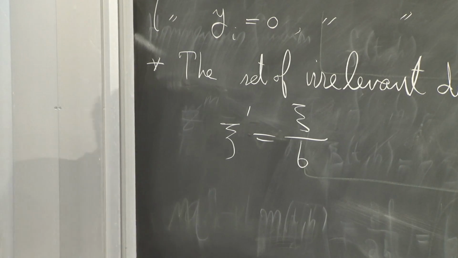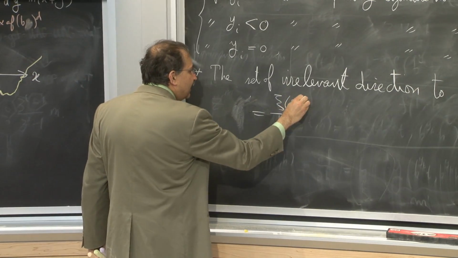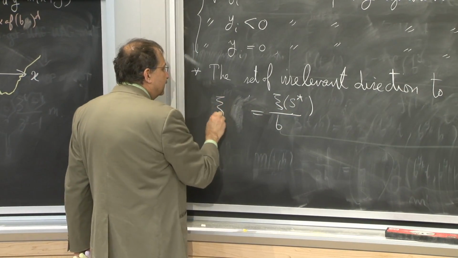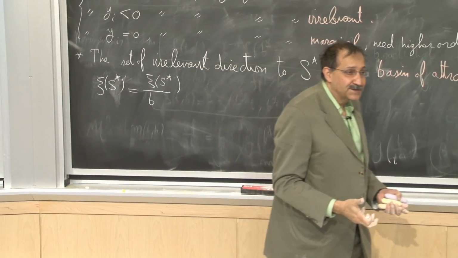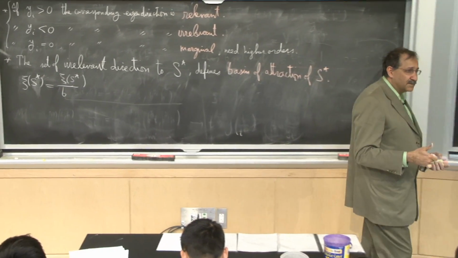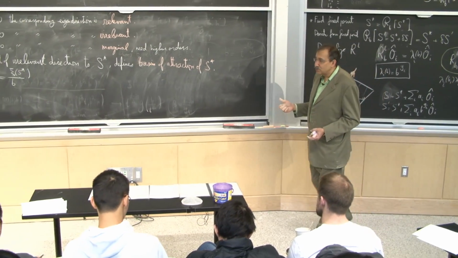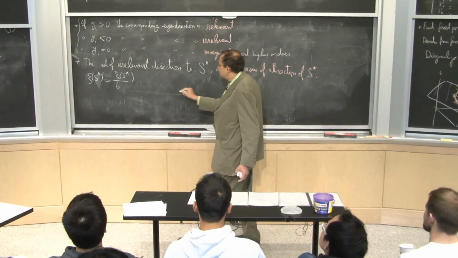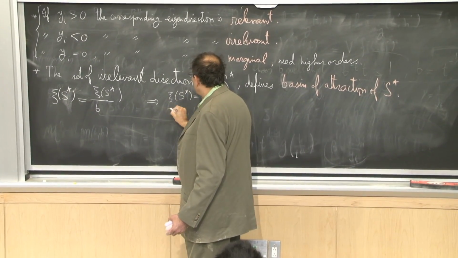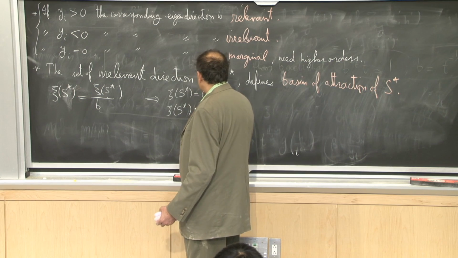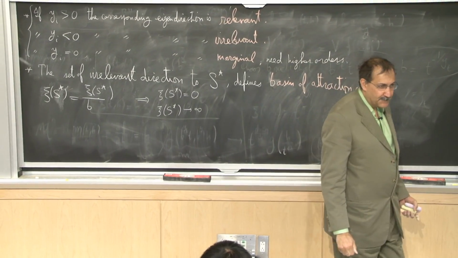So if I ask what is psi at a fixed point, then under the transformation I have the same parameters. So psi at the fixed point should be the psi at the fixed point divided by b. There are only two solutions to this: either psi of S star is 0, or psi of S star is infinite.